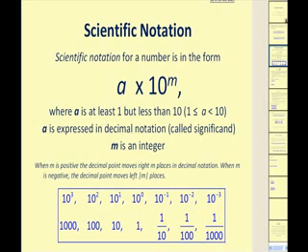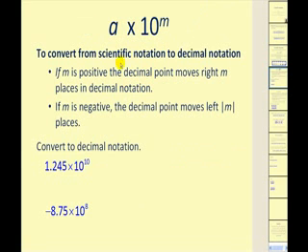Now that's important because when we convert from scientific notation to decimal notation, we want to understand why we're moving the decimal point either left or right. So if m is positive, the decimal point will move to the right m places in decimal notation, making the number larger than a. If m is negative, the decimal point will move left the absolute value of m places because the decimal notation will be less than a.